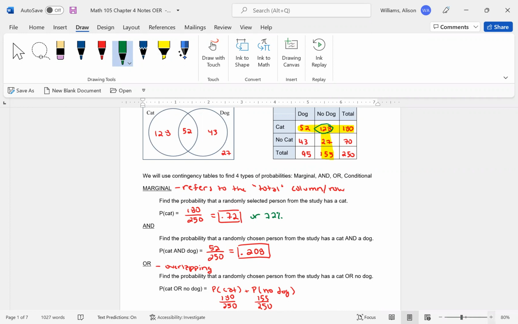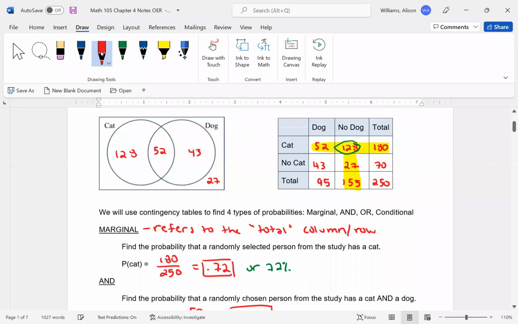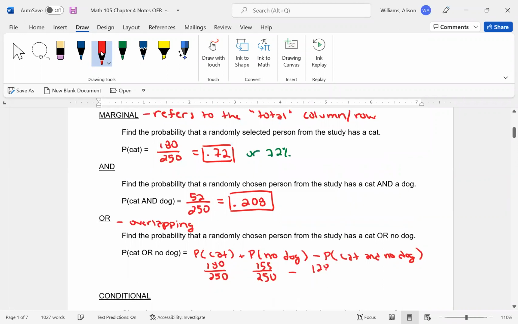So I'm going to zoom in a little here to do that. So I'm going to subtract out the people who have a cat and no dog. They're the people in this category. So that's this number 128. They have a cat, but they also have no dog. So that 128 got counted twice. And I'm going to add those together and subtract the 128. So 180 plus 155 minus 128 comes out to 207 out of 250, which as a decimal is 0.828. And I'll leave it at that.